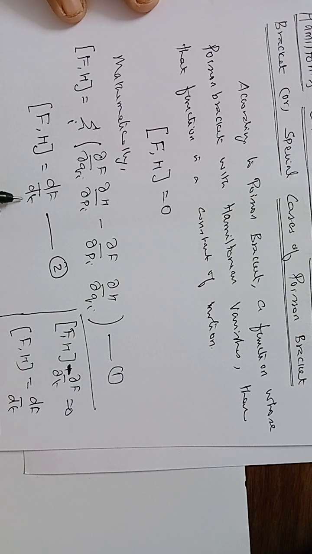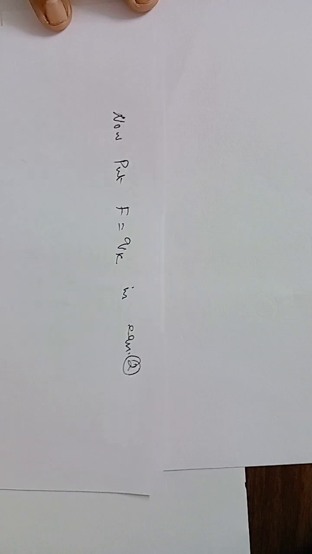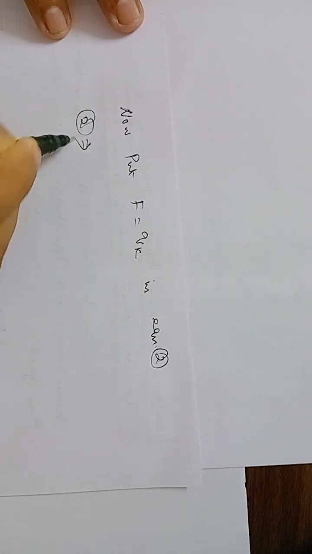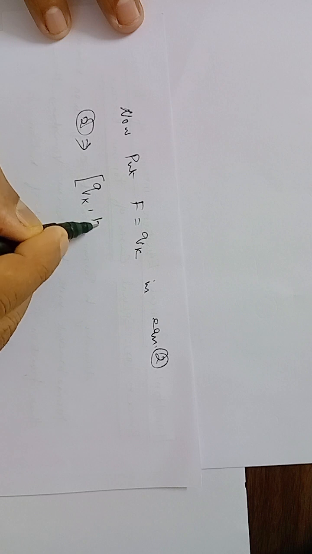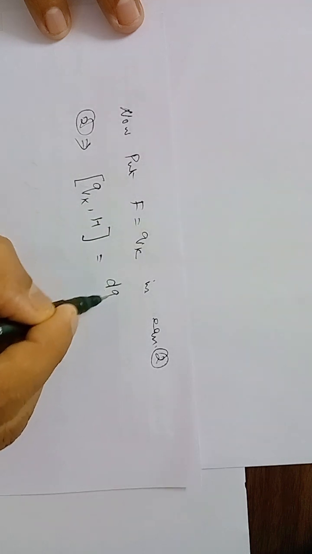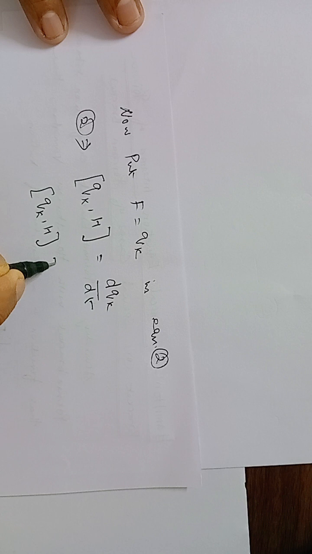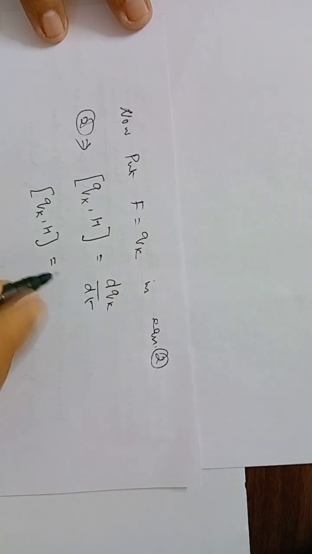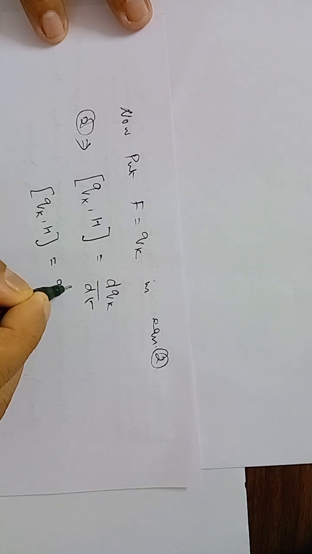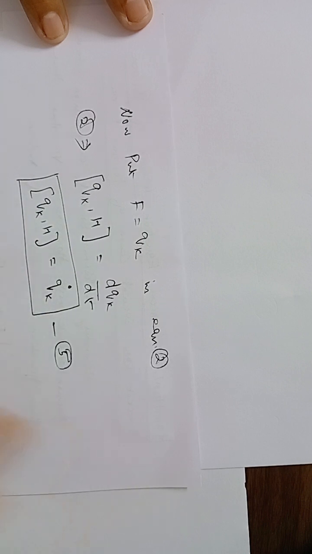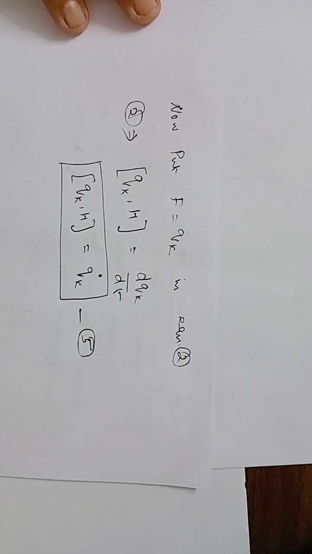{f, h} is equal to df/dt. Here instead of f you substitute qk. Therefore equation 2 becomes the Poisson bracket {qk, h} equal to dqk/dt, which is nothing but qk dot. Okay, so this is another equation. You make it equation number 5. Now verify, compare equation number 4 and equation number 5. So what will happen?